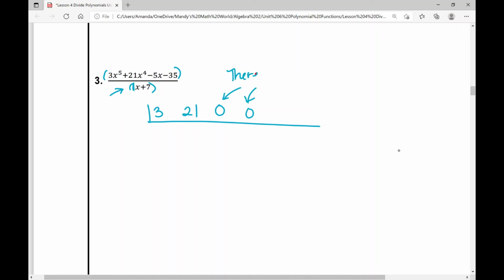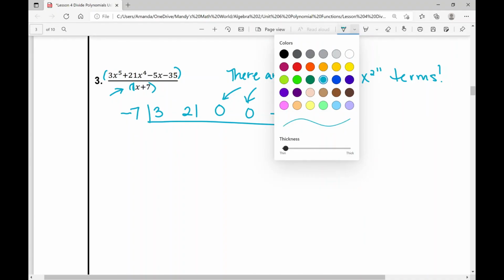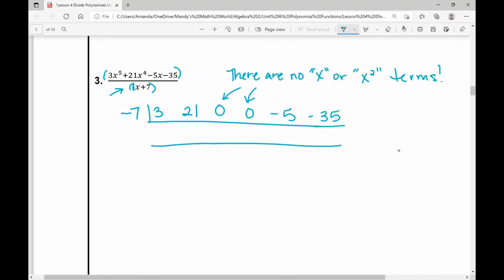Right here, make sure there are no x or x squared terms. Put a little note there. There are no x or x squared terms. So let's make sure we have those placeholders in there. And then we have a negative 5 and a negative 35. And then we're dividing by x plus 7. So we're going to put a negative 7 right there. Right? So it's the solution to that factor. And let's draw our line down here. And then let's get started with this process.